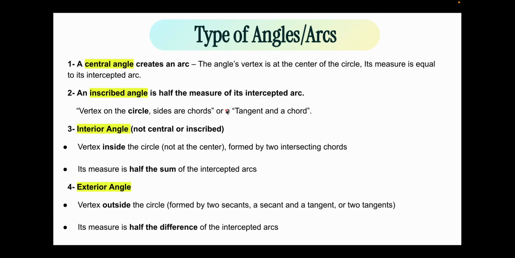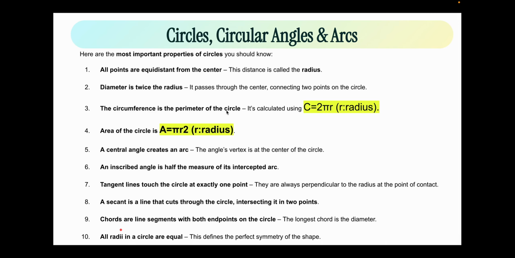Let's continue now with some more properties. Tangent lines touch the circle at exactly 1 point, and we're going to look at tangent lines in a moment. And they are always perpendicular to the radius at the point of contact. A secant is a line that cuts through the circle, intersecting it in 2 points. Chords are line segments with both endpoints on the circle. All radii in a circle are equal.